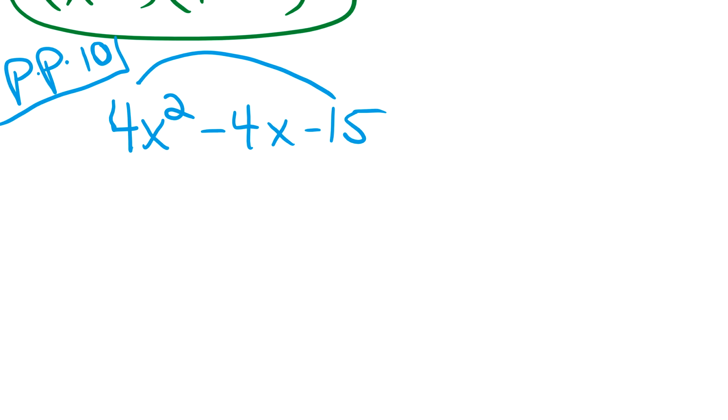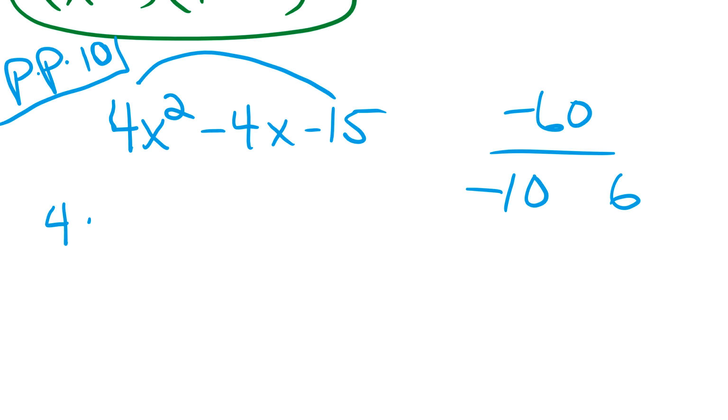4 times negative 15 is negative 60. What are two factors of negative 60 that have a difference of 4? Okay, well, I think of 10 times 6, with the 10 being negative. Okay, everyone agree with that? Negative 10 times 6 is negative 60. When I add these two, negative 10 plus 6, I get this middle term of negative 4. Okay, great. So now I'm going to rewrite the problem.